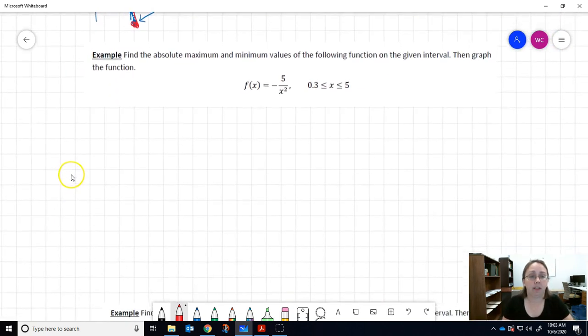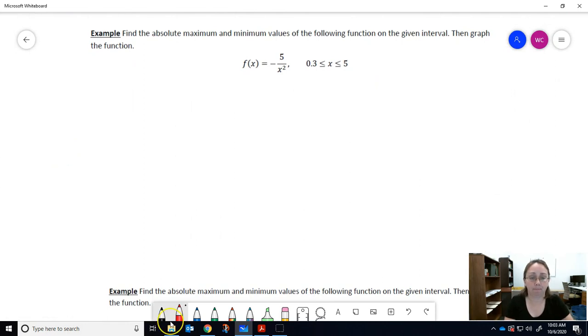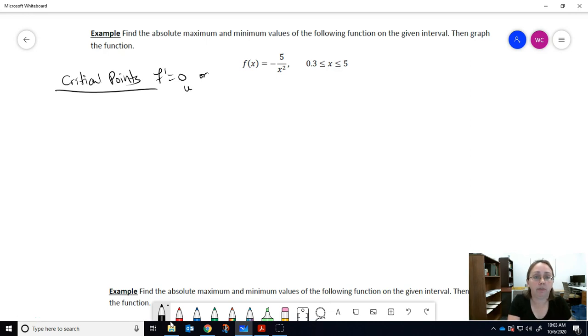All right, let's find the absolute min and max here. The nice part about our problems is the graphs are multiple choice, so you pick the right one. But you should still have a little bit of a concept of what these functions are doing. Find the absolute max and min of the following graph on a given interval, then graph. So, absolute max and min, start off with your critical points. Where do critical points occur? When the derivative equals 0 or undefined.